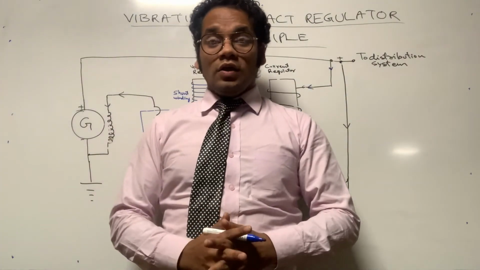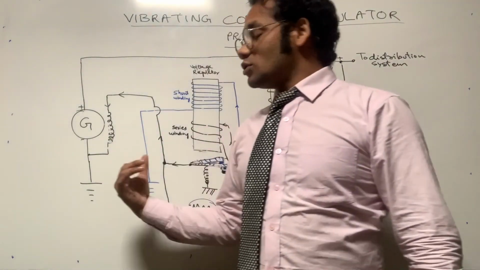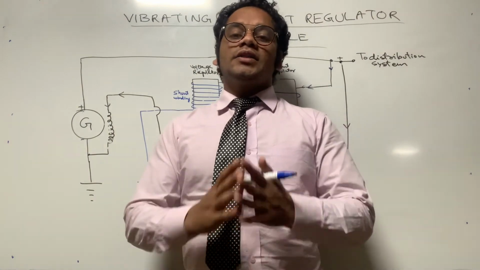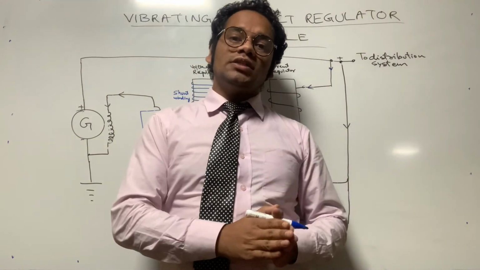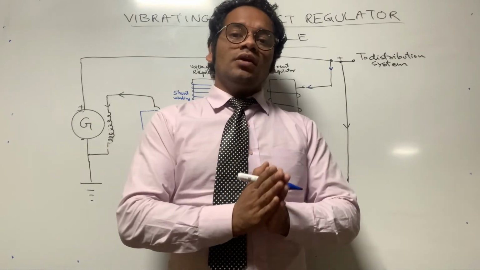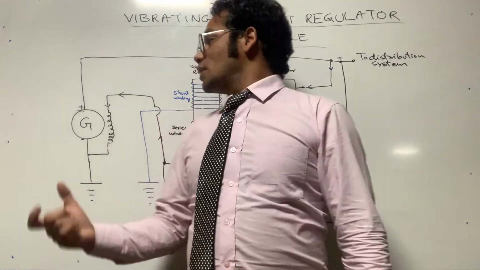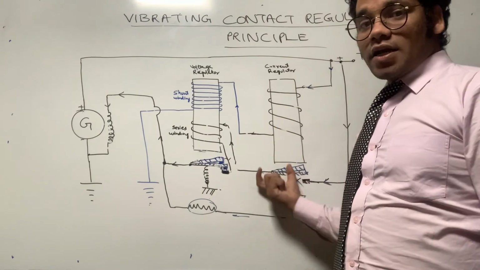Okay friends, so let me summarize the topic. In this topic, what have we learned? We have learned that for the generator which we use in the aircraft, its output voltage and current both can be controlled by using a voltage regulator and a current regulator.